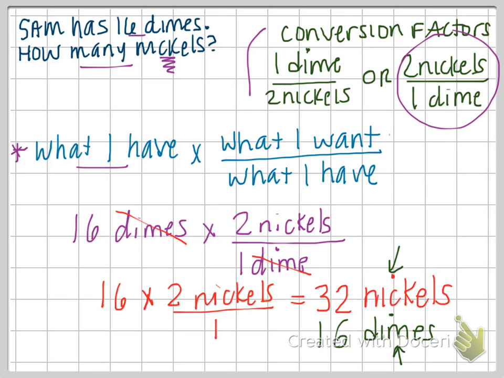So hopefully at this point you're getting pretty comfortable with this idea of a conversion factor being equal to 1, so I can multiply it into an equation to change units, and it doesn't change the value. And you're getting comfortable with this formula, what I have times what I want over what I have, and that's what we use to convert factors. So on the next problem, I'm going to give you a few seconds alone to work it out, and then we'll go over it together. And then we're going to transfer this over to working in the metric system.